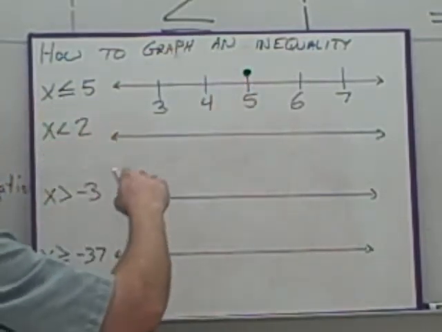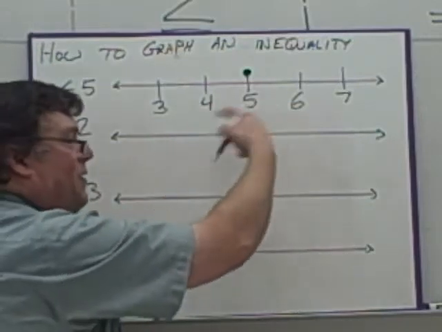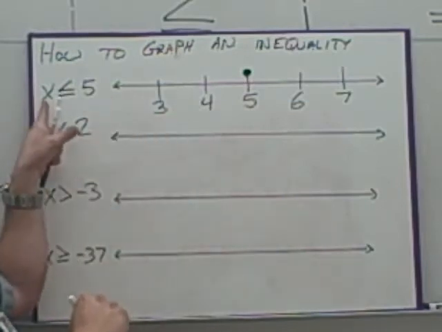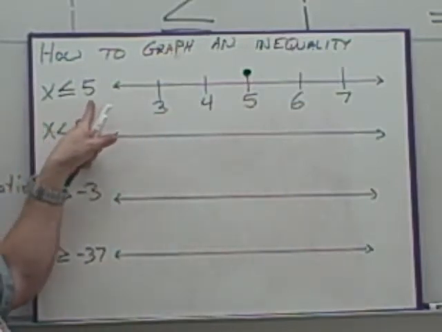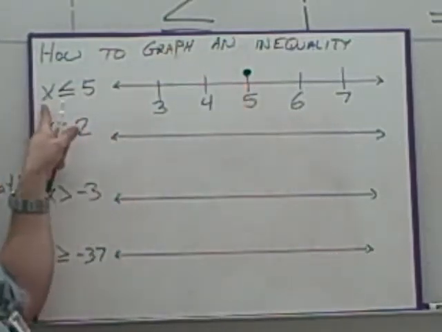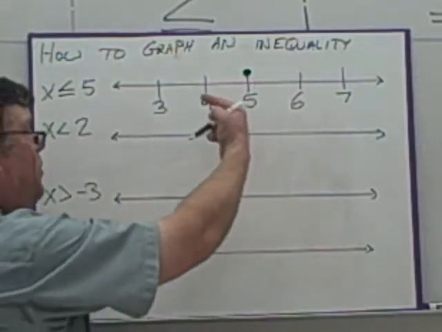and less than. Now, to figure out which direction I'm going in, I have to figure out which of these numbers is going to make this inequality true. If I plug in a 4 for x, is 4 less than or equal to 5? Yes, so I do want to include the 4. I want to include the 3 too, because 3 is less than or equal to 5. So I want to include the numbers in that direction.